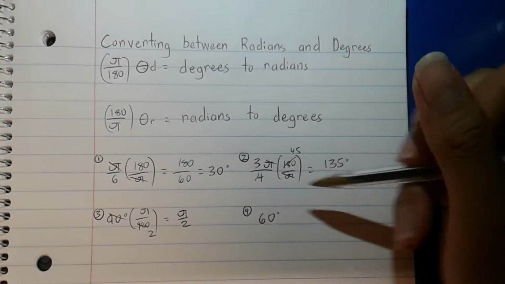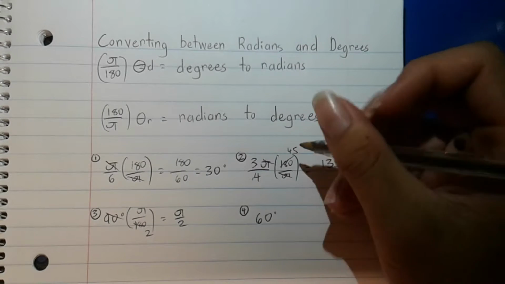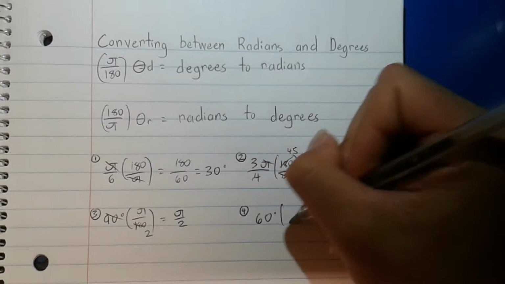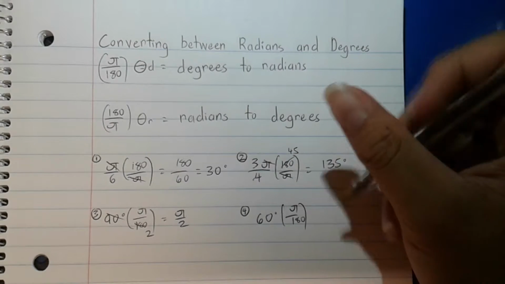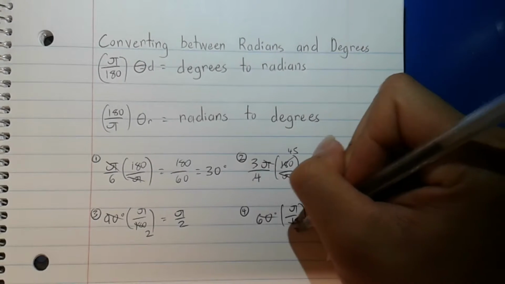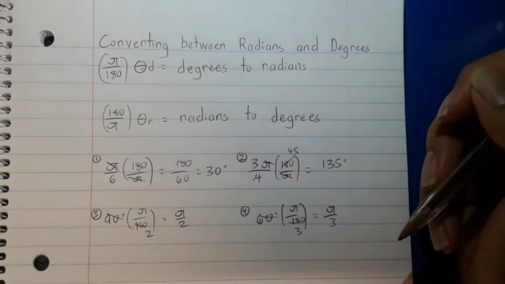And then on to the next one, 60 degrees. I'll take that and multiply it by pi over 180. I'll simplify again. That gives me pi over 3.